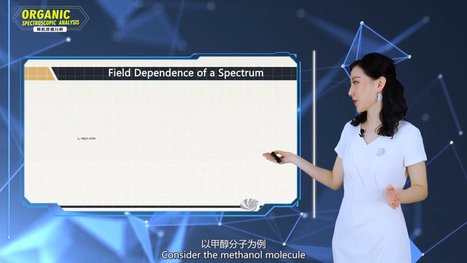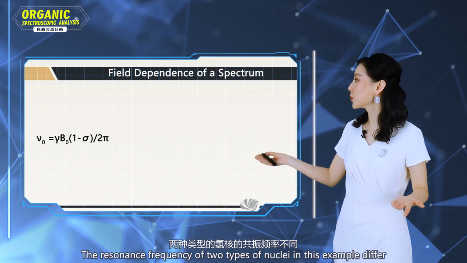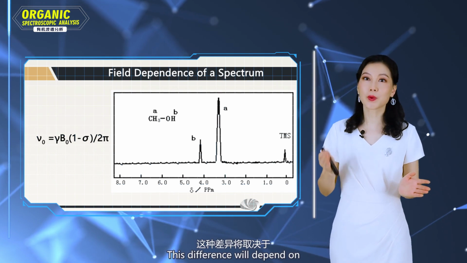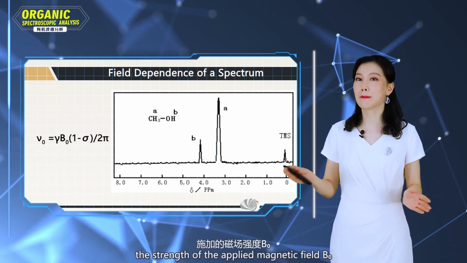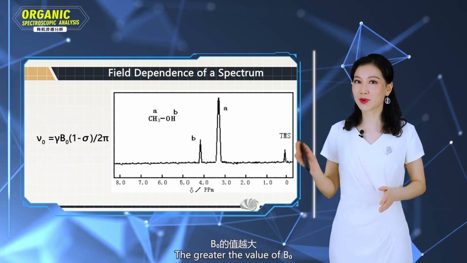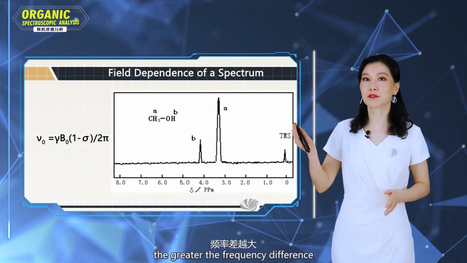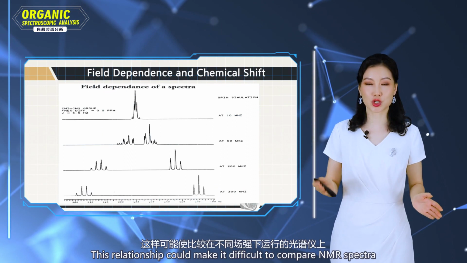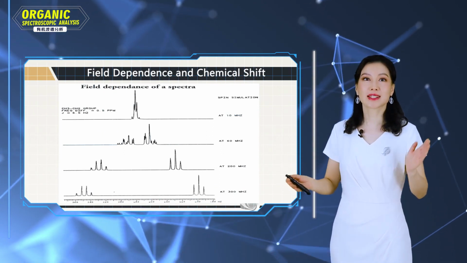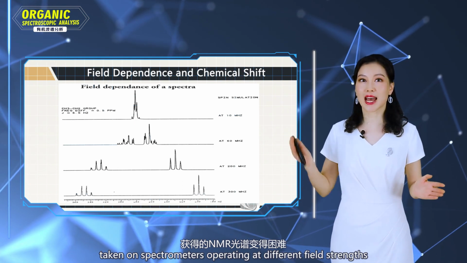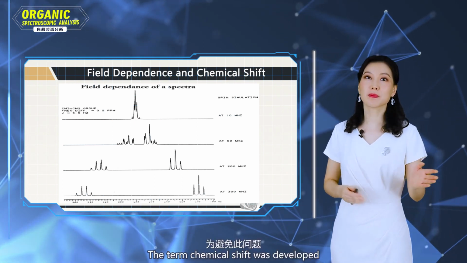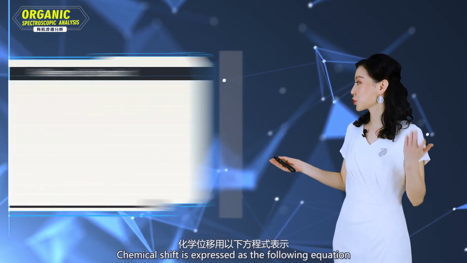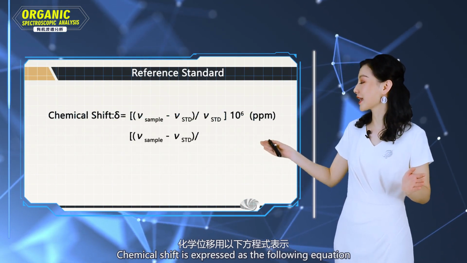Consider the methanol molecule. The resonance frequencies of the two types of nuclei in this example differ. The difference will depend on the strength of the applied magnetic field B0. The greater the value of B0, the greater the frequency difference. This relationship could make it difficult to compare NMR spectra taken on spectrometers operating at different field strengths. The term chemical shift was developed to avoid this problem. Chemical shift is expressed as the following equation.